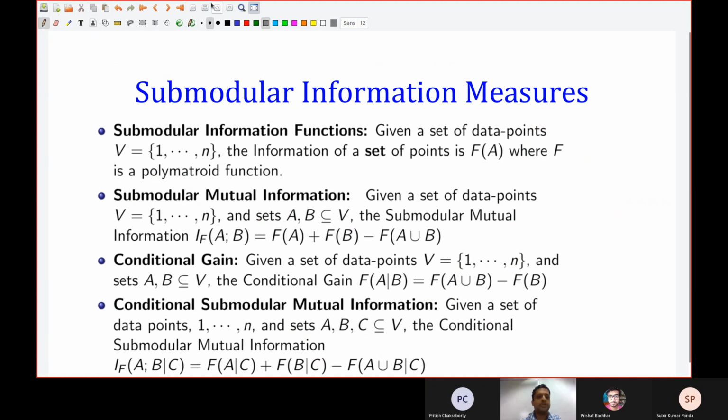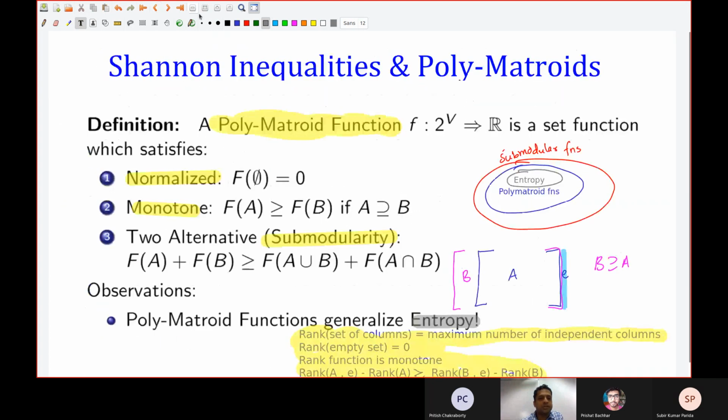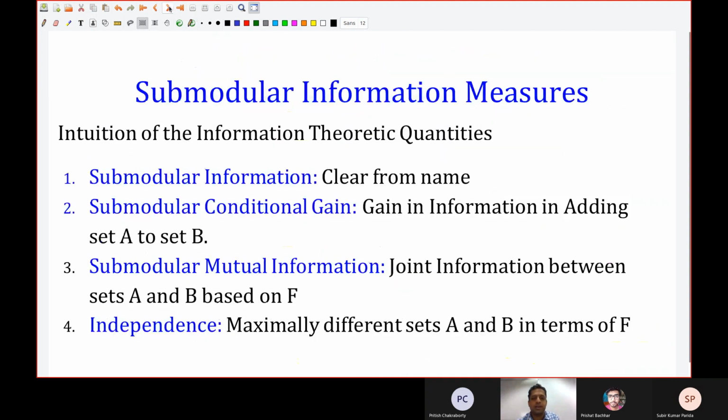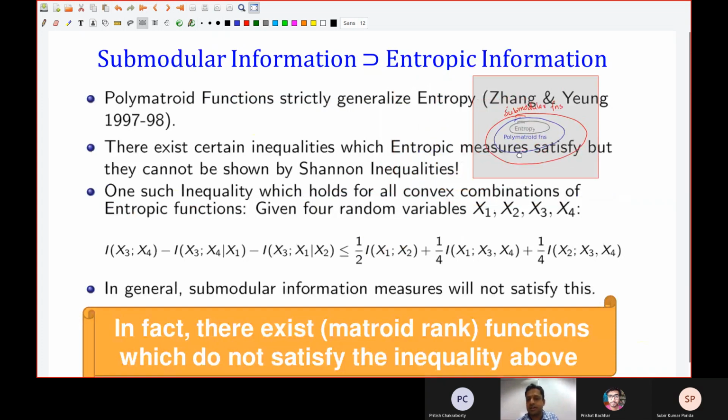Sorry, that will come later. So you're right. Polymatroid functions strictly generalize entropy. So indeed, that picture I showed you earlier, I should have changed the order of the slides. Anyway, this actually holds. This is the right picture. You're correct.